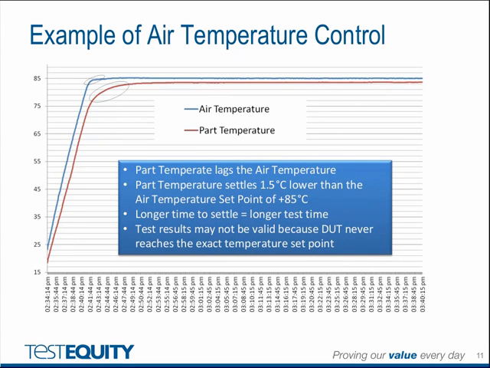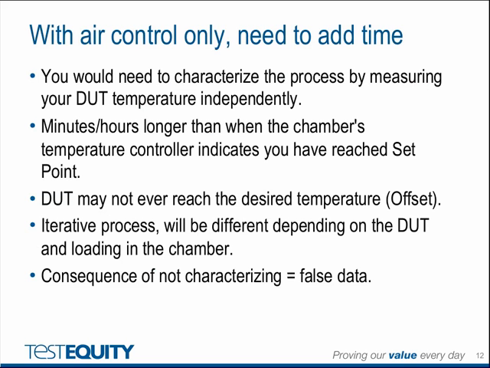This graph shows how the part temperature lags the air temperature. You can see where the proportional band region adds the lag in a big way. In this real-world example, the part temperature settles 1.5 degrees C lower than the air temperature set point of 85 degrees. The long time to settle results in longer than expected test time. Plus, the test results may not be valid because the DUT never reaches the exact temperature set point. So with air control only, you need to add time.